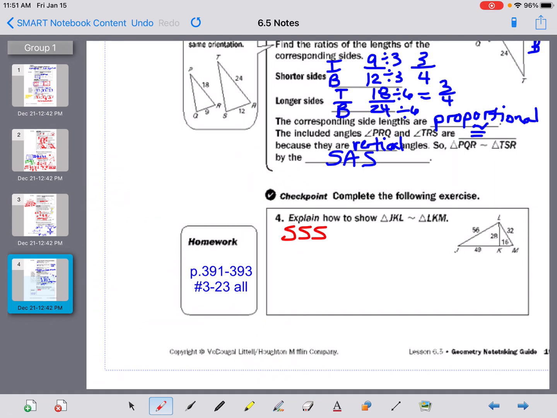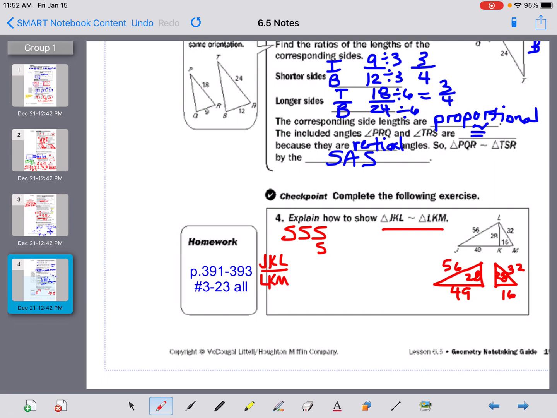Okay, so you know what might be easier is I'm going to pull these 2 triangles apart just so you can see them. So this is 32, 16, 28, which also means this one is 28 because they share that side, 56 and 49. So it's two triangles, but they're pushed together and they share that one side. Just to keep myself organized, I'm going to put JKL on top and LKM on the bottom. Okay, I'm going to start off with the shortest sides.